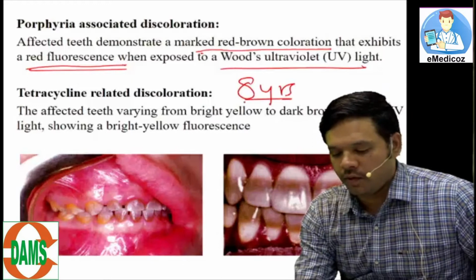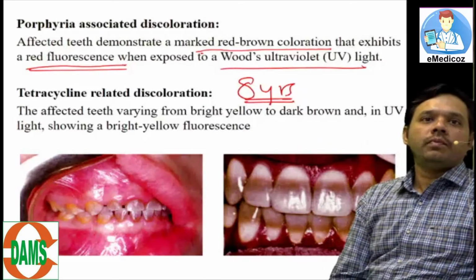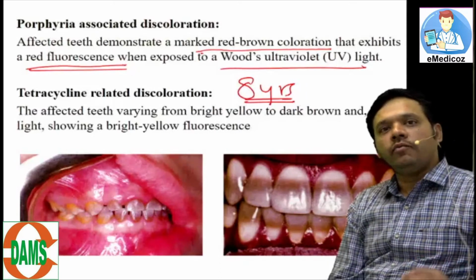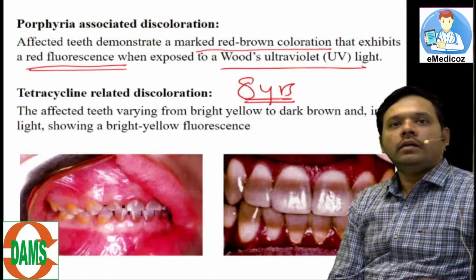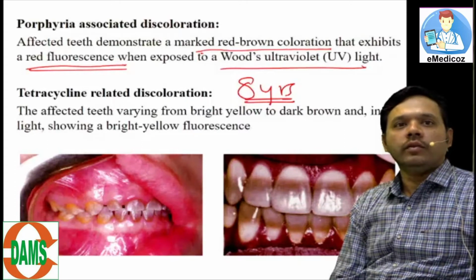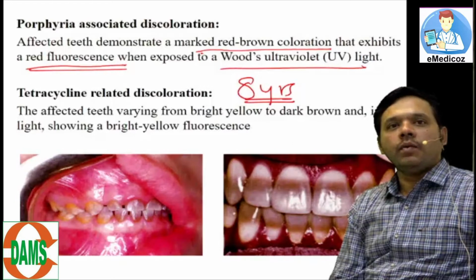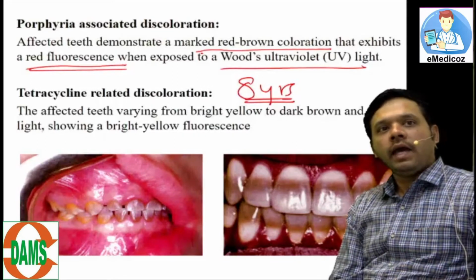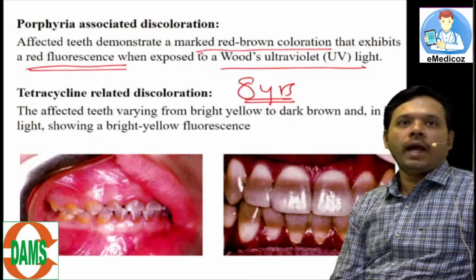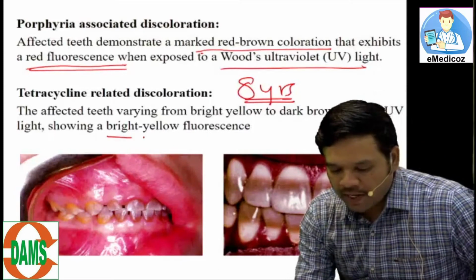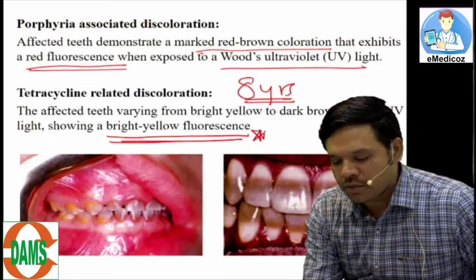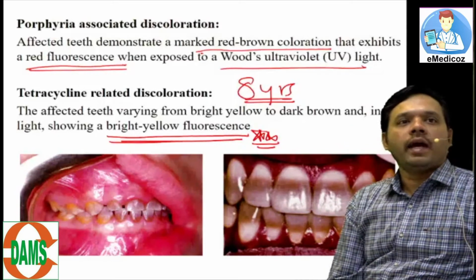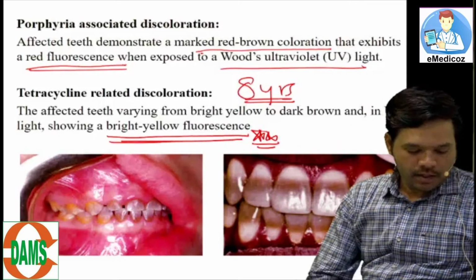So you should not give tetracycline up to 8 years of age, because for the teeth which are forming during that period, the tetracyclines will form a chelation reaction and result in discoloration of the teeth. This tetracycline stain gives a yellowish discoloration, and the color may vary up to dark brown. Again, when you use the Wood's UV light, it will show bright yellow fluorescence. This is very important. You will get MCQs sometimes based upon the color of fluorescence. Bright yellow fluorescence is a very characteristic feature of the tetracycline stain.